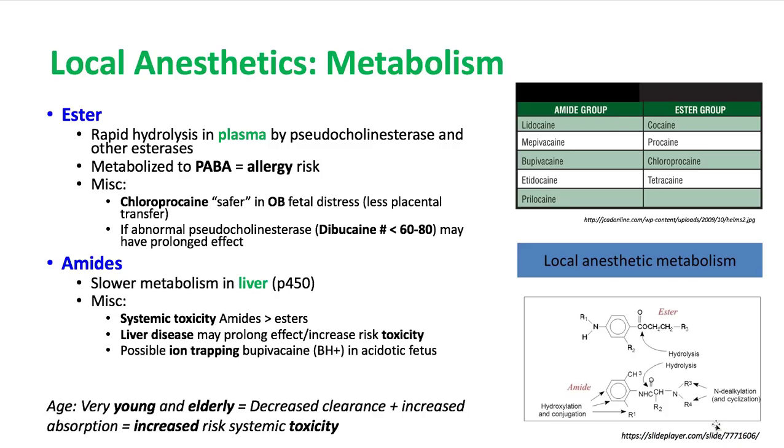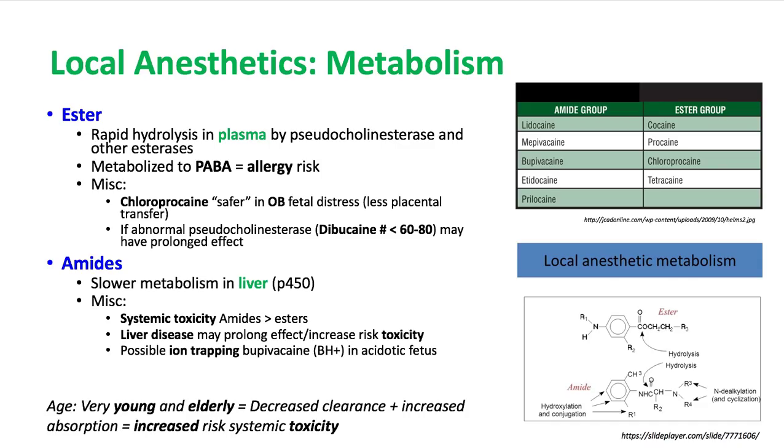things in the liver. So, if a local anesthetic gets into the blood systemically, your liver has to chug away and chew it up, and so amide systemic toxicity is expected to be higher than would be ester systemic toxicity. And if your liver's not working so well, it's not going to break it down, and that's going to increase the risk of systemic toxicity.